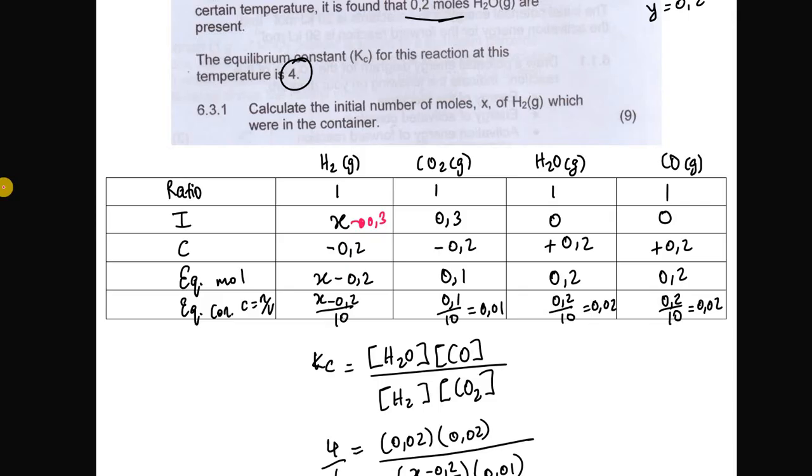And then now if you put 0,3 here, it will be 0,3 minus 0,2, which is 0,1, so you'll have 0,01. So here now you put 0,01. Now if you check, if you add 0,01 plus 0,01, you get 0,02. And then here if you add 0,02 plus 0,02, you get 0,04, which means the products are more than the reactants, which is why your Kc value was greater than 1.